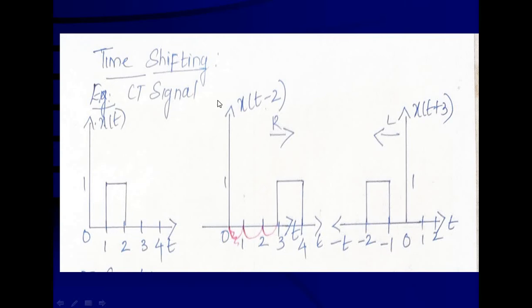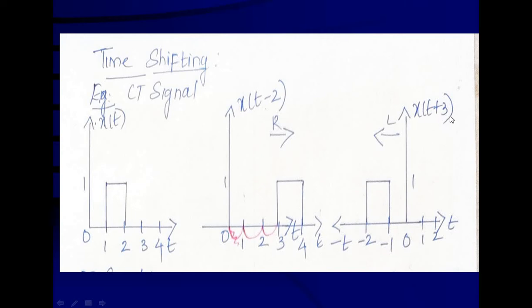So what you have to do, you have to shift 2 time units. So 1 to 2 means 1 shift, 2 to 3 means the second shift. So now your signal will start from 3 and it will end at 4. The amplitude still remains as 1.